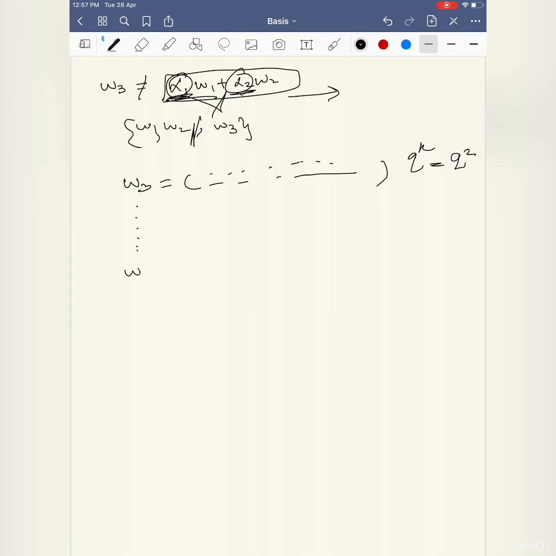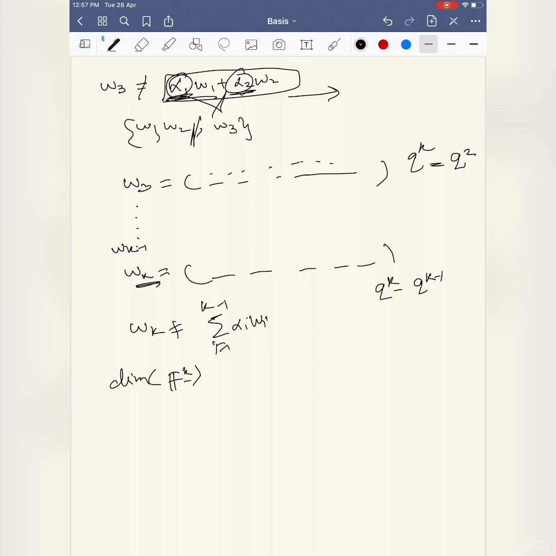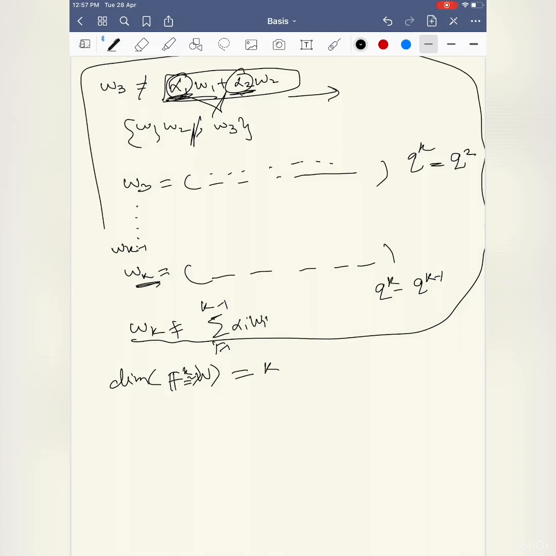Slowly we can continue. For wk I can fill anything, but the only problem is the previous k minus 1 vectors, so I have to eliminate q to the power k minus 1 elements, because wk should not be a linear combination of the first k minus 1 elements. That's how it stays linearly independent. Once you reach k, the dimension of F to the k, which is isomorphic to W we started with, is nothing but k, so we are extending to the maximum. So we constructed a maximal linearly independent set, w1 dot dot dot wk.